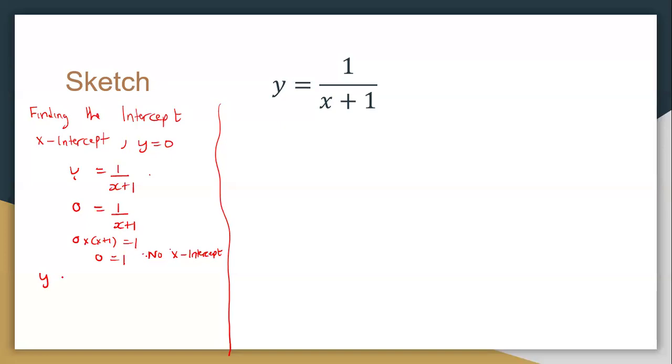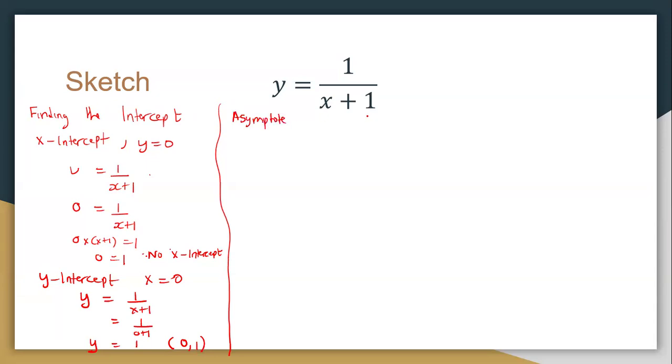Then you go to the y-intercept. We say that for the y-intercept, it means that our x is equal to 0. So our equation is y is equal to 1 over x plus 1, which gives us 1 over 0 plus 1, which gives us a 1. That is our y. And therefore, our intercept is going to be (0, 1). Now, after getting this, we go to the next one, what we call the asymptote.